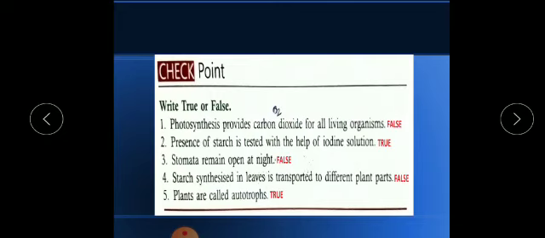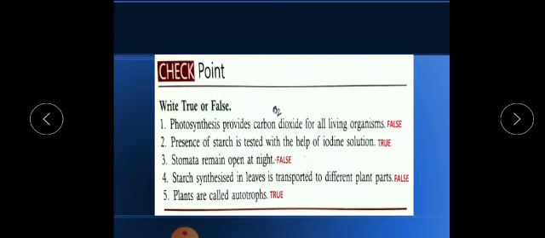The first one: photosynthesis provides carbon dioxide for all living organisms. It is false, because photosynthesis provides oxygen. The second one: presence of starch is tested with the help of iodine solution. This statement is true. The third: stomata remain open at night. It is false, they open during daytime, as I said.